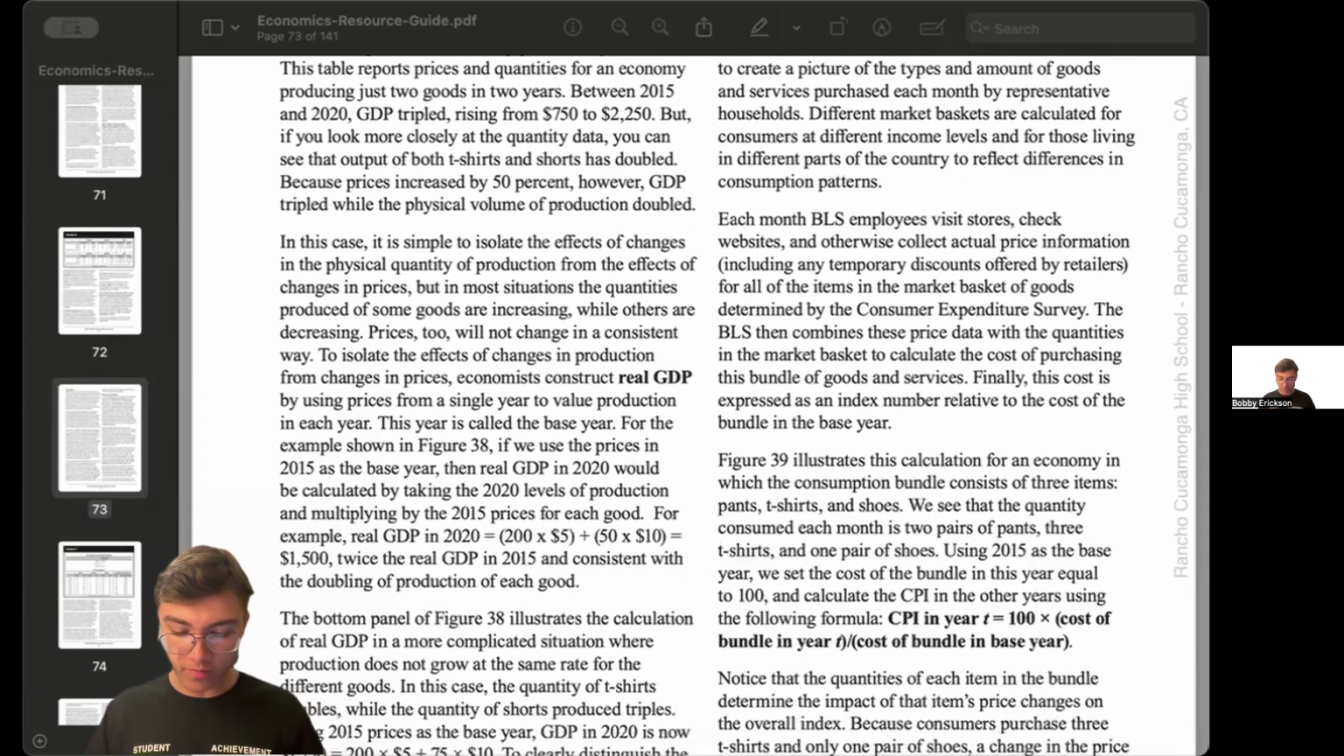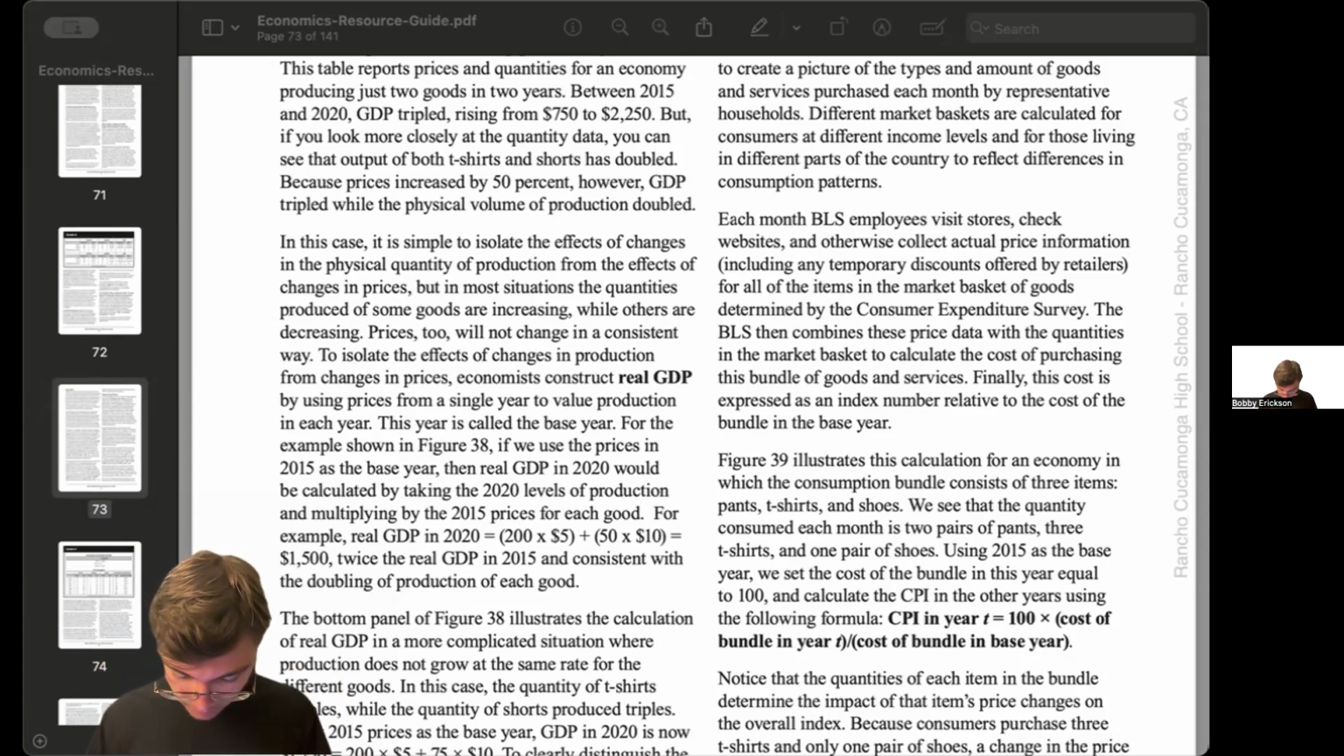And so each month, BLS employees also visit stores, check websites, and collect actual price information, which does include the temporary discounts that retailers offer. This is for the items in the market basket of goods, which is determined by the Consumer Expenditure Survey. That's what it's called. Then all of this data is combined with the quantities in the market basket to calculate the cost of purchasing this bundle.